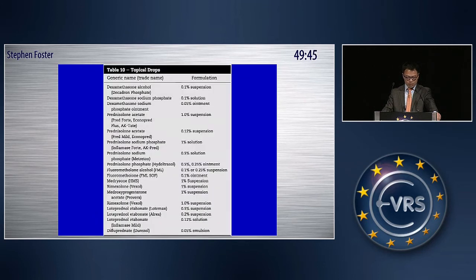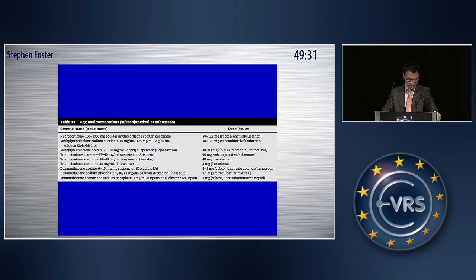There's more drops. All the drops are available, I think, to ophthalmologists. And these are actually taken from a recent paper in Survey of Ophthalmology written by our group, and I'm happy to send you a PDF copy later if you email me, and it has all this information on there. So a lot of these lectures are actually taken straight out of that paper. So there's the regional steroid preparation. There's a lot of different options. We usually just stick with the Kenalog and triamcinolone.